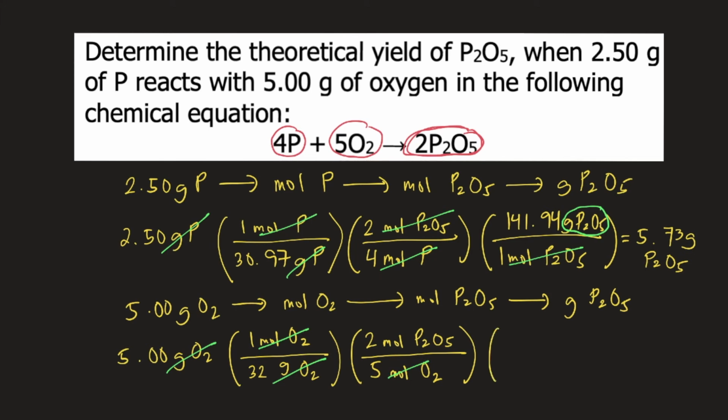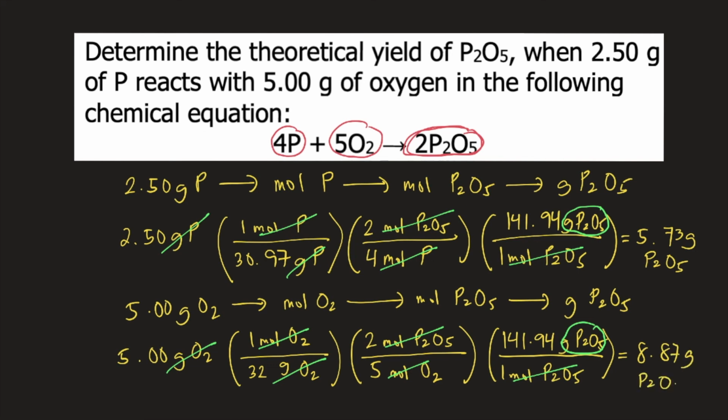And then the molar mass of P2O5, 1 mole of P2O5 is 141.94 grams of P2O5. So the moles of P2O5 will cancel. We are left with grams of P2O5 on top. If we solve this, it is equal to 8.87 grams of P2O5. The question is asking for the theoretical yield.